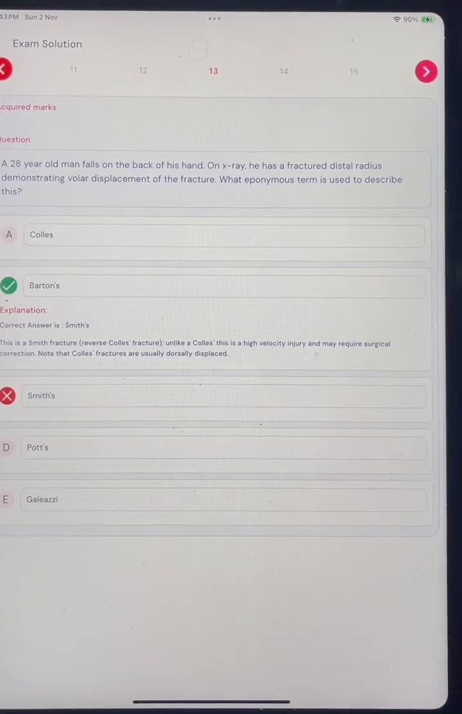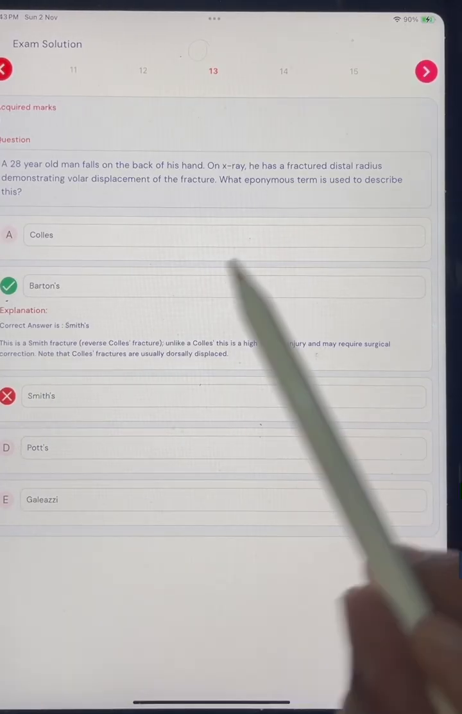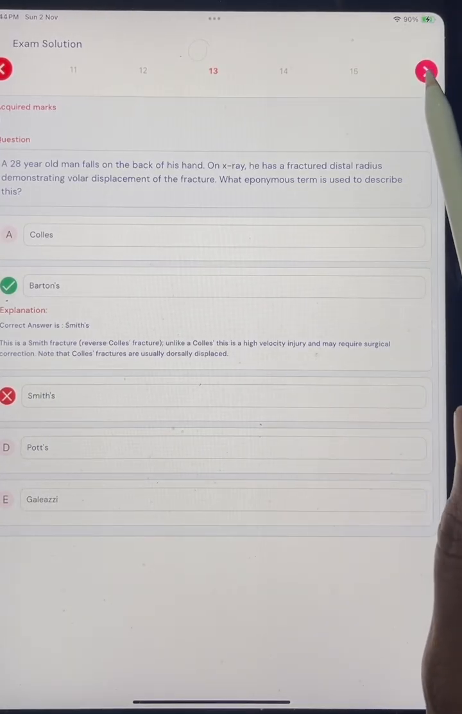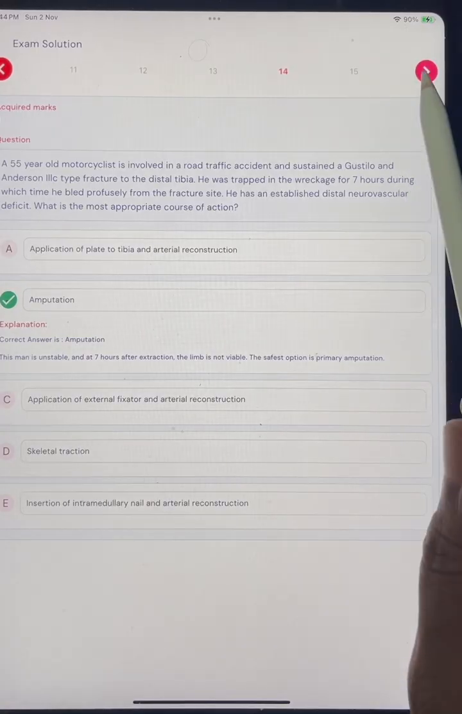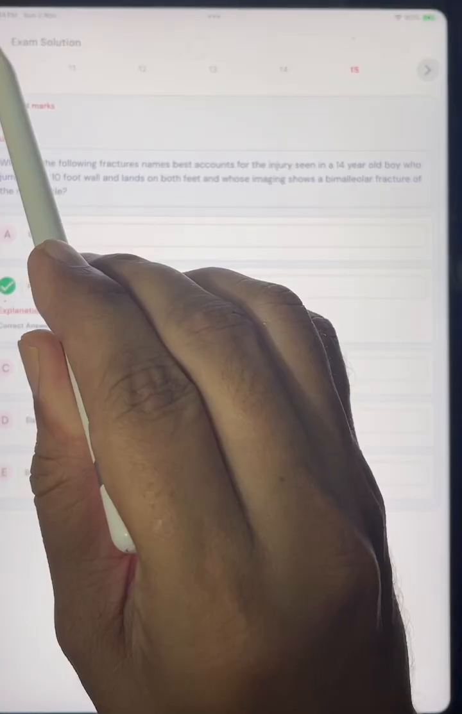Okay. Again, what is this? This is Smith's fracture, which is right, but they are putting Barton's. So next, amputation is right. Pott's is right. Fine. So there were only 2 wrongs, but they are not marked properly.